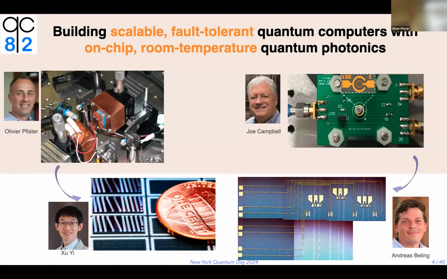So Joe Campbell, Andreas Beling, and Xu Yi are in the Department of Electrical and Computer Engineering. I'm in the Department of Physics at the University of Virginia. We've been working on these things for a long time. So I'm going to tell you about my quantum optics experiments, which are mirrors on the table, lasers, and AMO kind of physics.